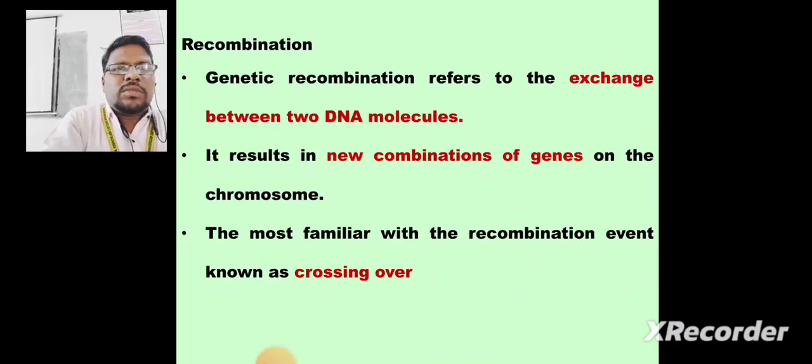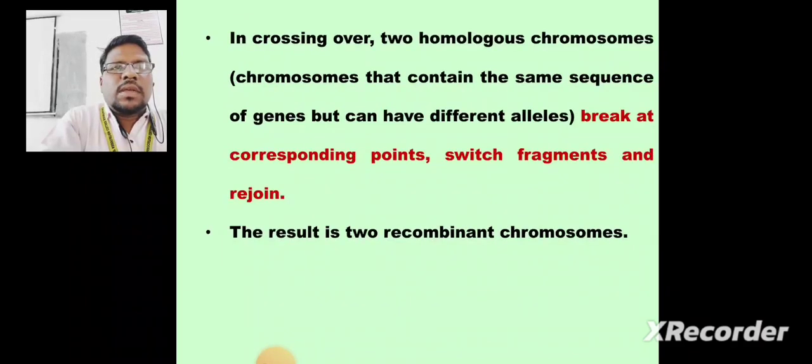What do you mean by recombination? Genetic recombination refers to the exchange of DNA molecules. It results in a new combination of genes on the chromosome. The most familiar recombination event is known as crossing over. In crossing over, two homologous chromosomes break at corresponding points, switch, and rejoin. This results in two recombinant chromosomes being formed.